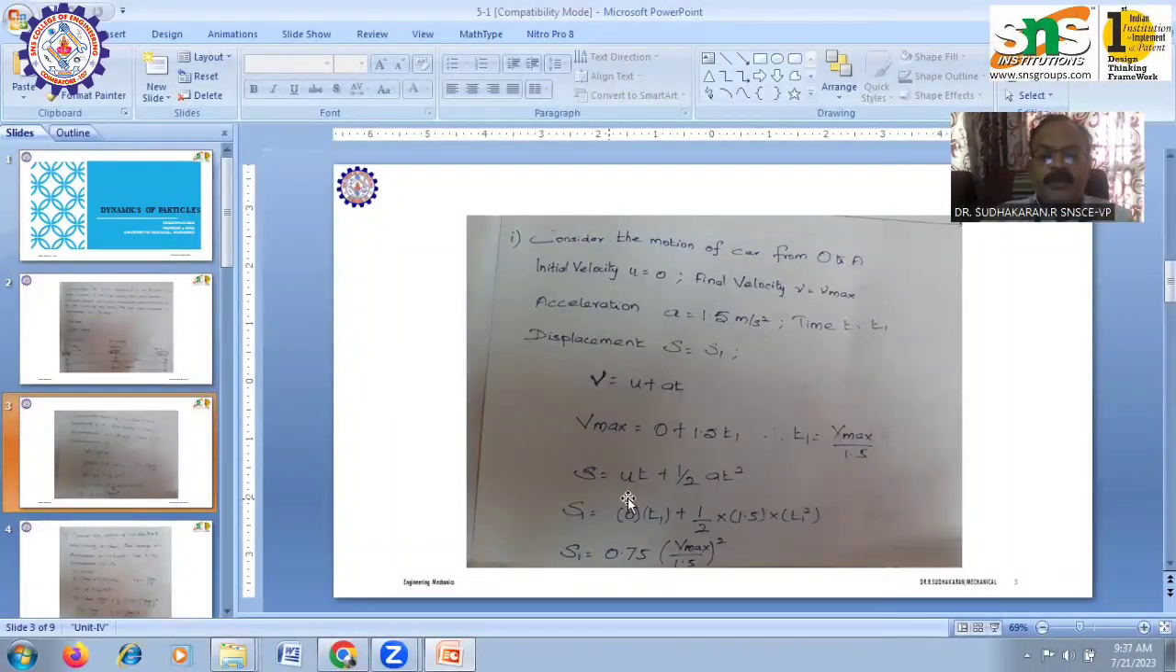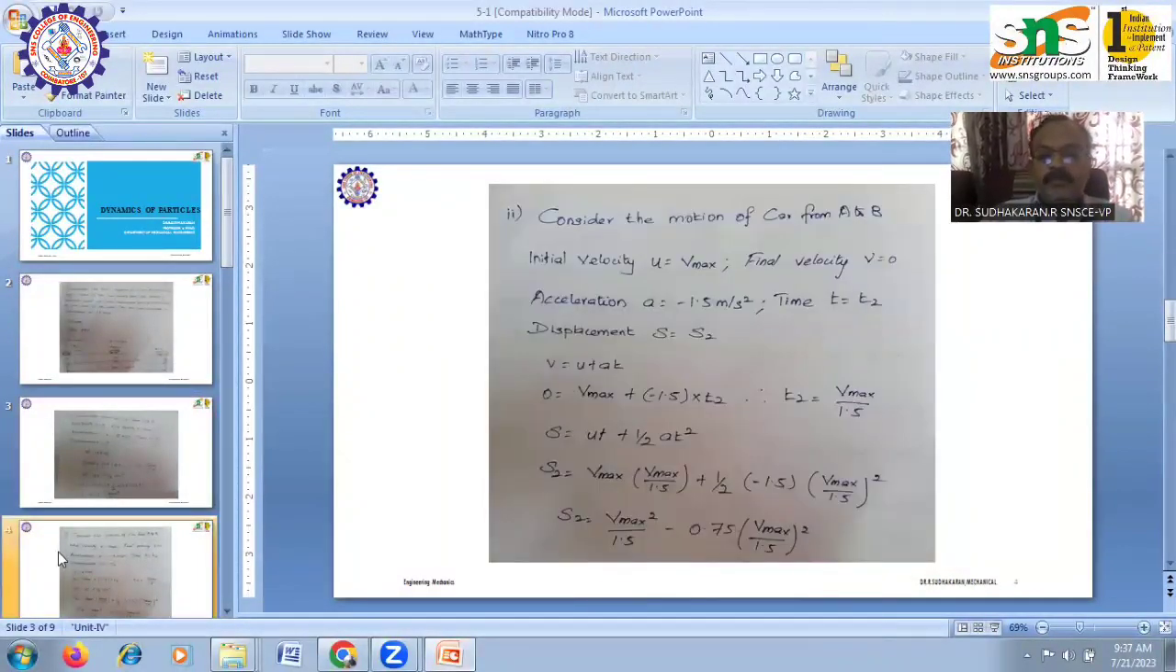Now again s is equal to ut plus half at square, and s1 equal to, again the initial velocity is 0, if you substitute, s1 equal to 0.75 into v max by 1.5 the whole square.